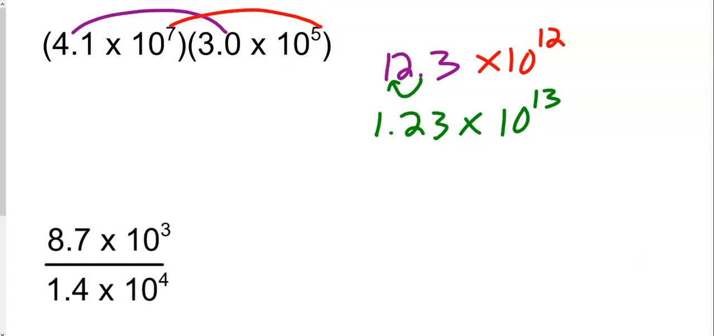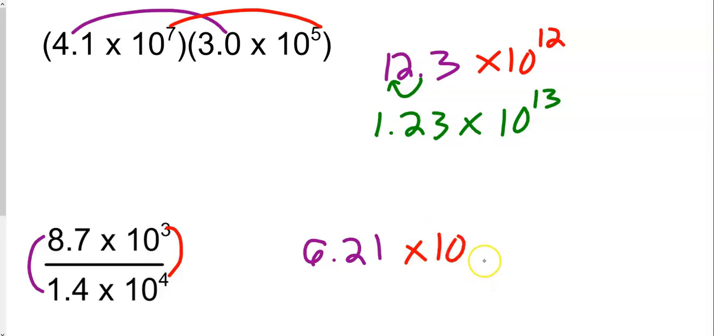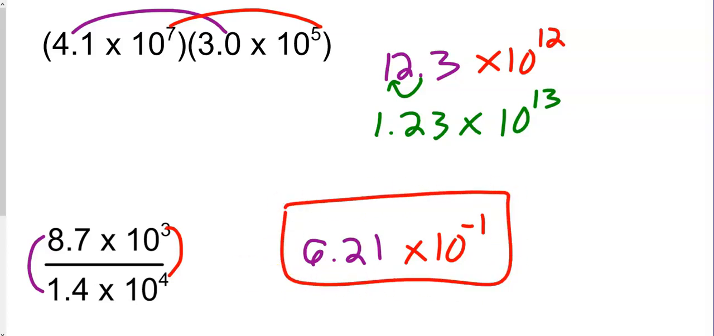Okay. The next guy, we're going to do the same thing. My two numbers are going to divide each other. 8.7 divided by 1.4, and you will end up with 6.21. And then we will take our exponents here and we will subtract them. Times 10 to the 3 minus 4 gives you negative 1. So, check your number, 6.21. Yep, that's between 1 and 10. That is the final answer.